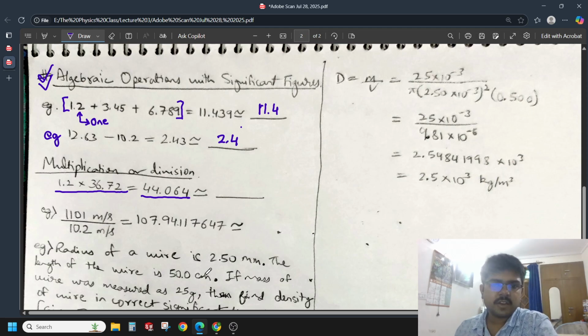Okay, so it seems like I have made a mistake here. The number of significant figures that we should have in this quantity should be 11, because we have 1.2 and in this we have just 2 significant figures, so 11 will come. In this one we have 3 significant figures, so 2.43 will come. In this one we have 2 significant figures, so we will have 44 as the answer.